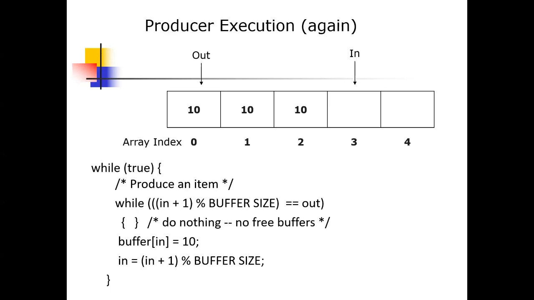So in the next iteration of the producer, what are the values of in and the array? What are the values for the buffer and the in?